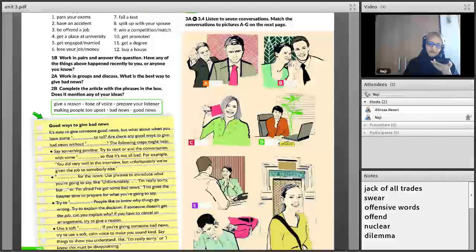Listen to 7 conversations. Match the conversations to pictures A to G. 1. We've got something to tell you. What's that? We're getting married. Wow, that's fantastic. Congratulations. There's one thing I've got to tell you, though. Really? What's that? I'm afraid you're not invited. Oh, that's a shame. It's going to be a very small wedding. I see.